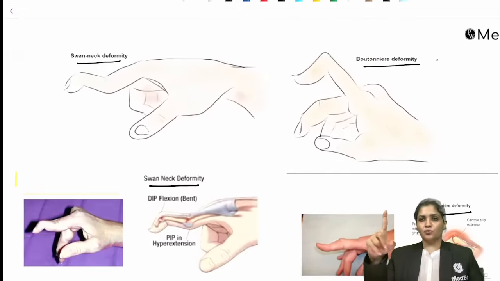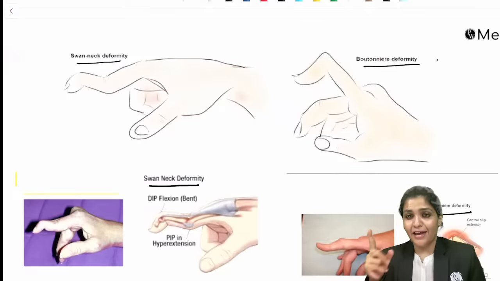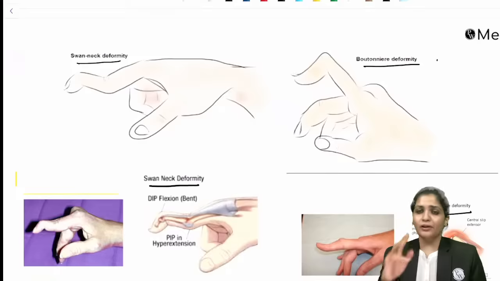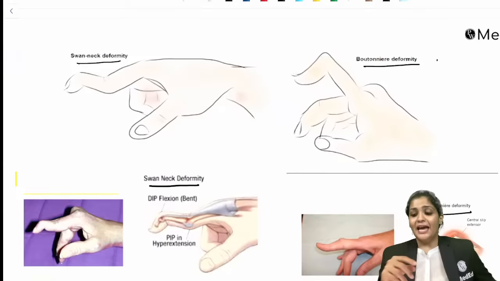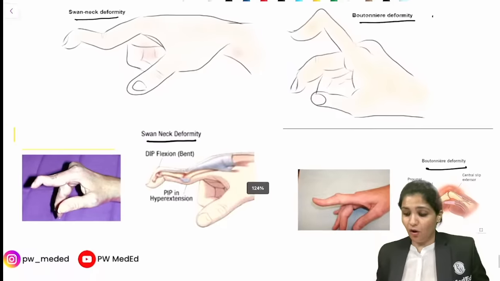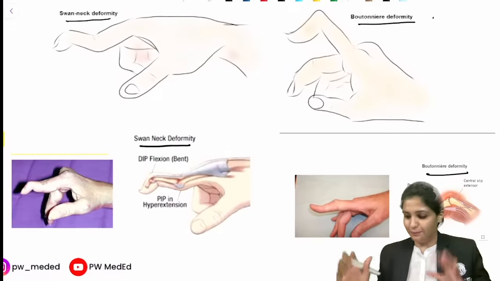If you see, this is swan neck, right? You can easily remember, it looks like a swan neck at least. And then this is the involvement of DIP. So when you flex at the DIP, you are getting the swan neck, right? So flexion of DIP, and the opposite will be extension of PIP. Boutonniere's is exactly opposite: flexion of PIP and extension of DIP.